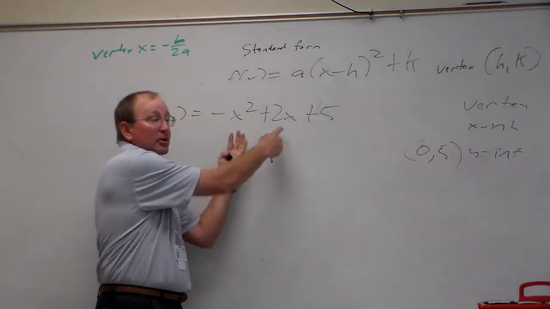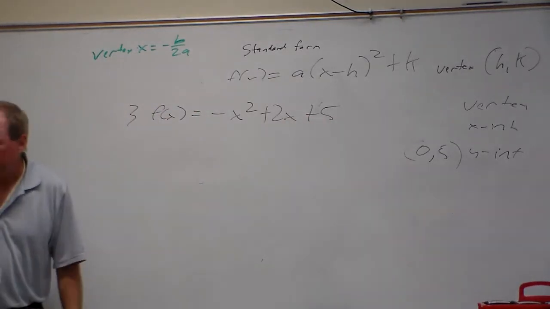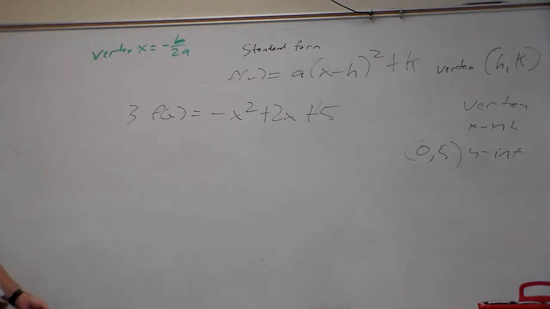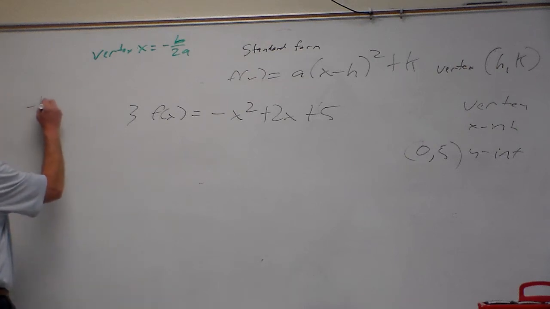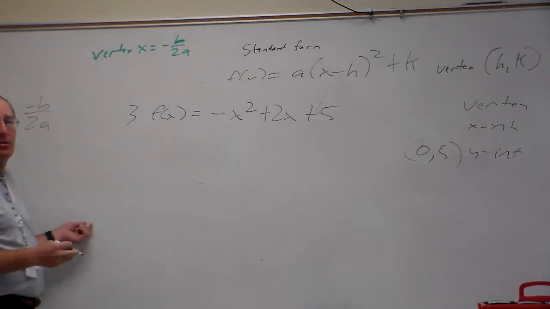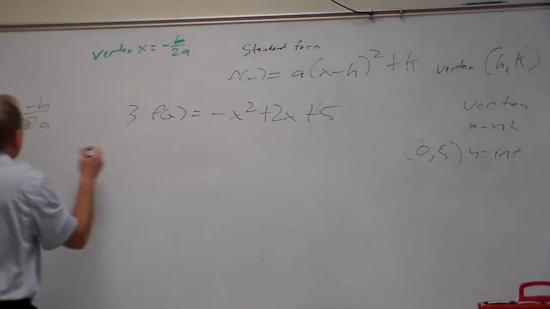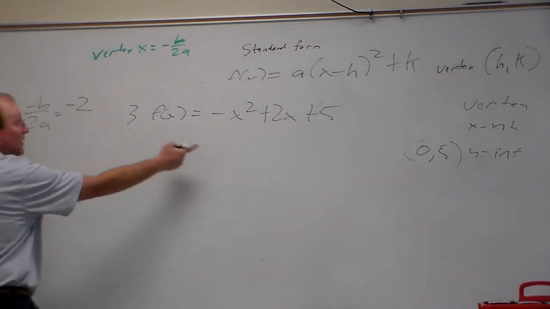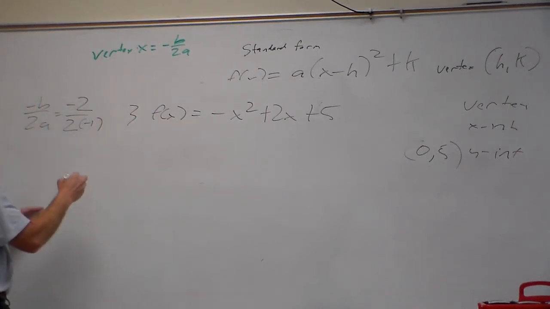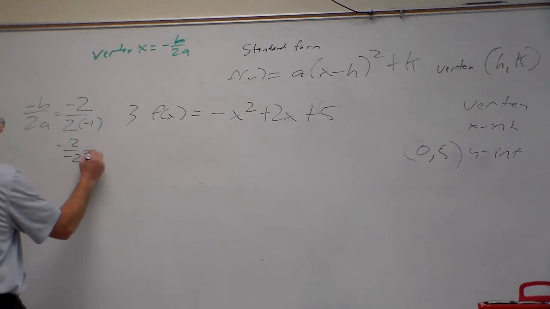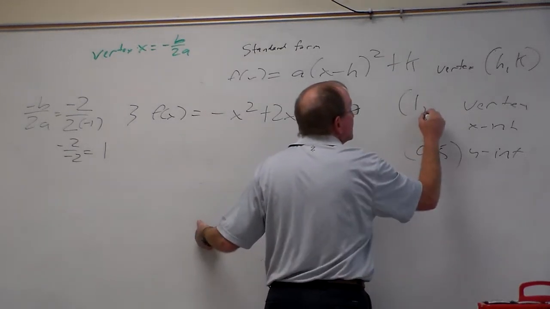Because if I put zeros in here, the y-intercept's easy. It's just that last what? Just the last number. I'm going to cheat. I'm going to find the vertex by using the negative b over 2a and just plug it in. To me that's a lot easier than completing the square. So I'm going to take this 2 and make it negative, divided by 2 times this 1, negative 1. Well, that's going to be negative 2 over negative 2, which is a positive what? 1. So I know the vertex is at 1 something.